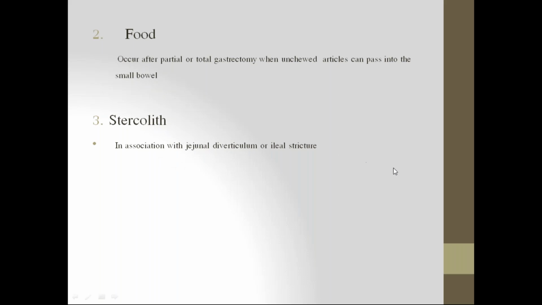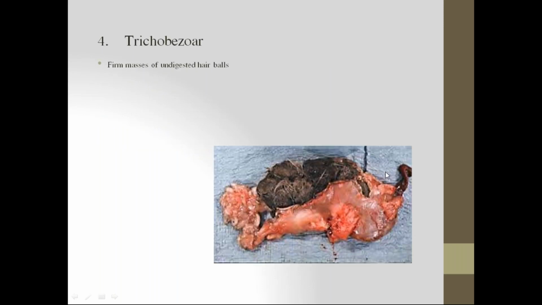The stercolith is associated with jejunal diverticulum or ileal stricture. Trichobezoar is most commonly seen in females associated with various psychiatric disorders. It is secondary to a firm mass of undigested hair balls. The cuticular lining of hair is relatively resistant to digestive enzymes. These patients are more commonly associated with psychological disorders like trichotillomania, which means these patients randomly pluck the hair and then ingest the hair.